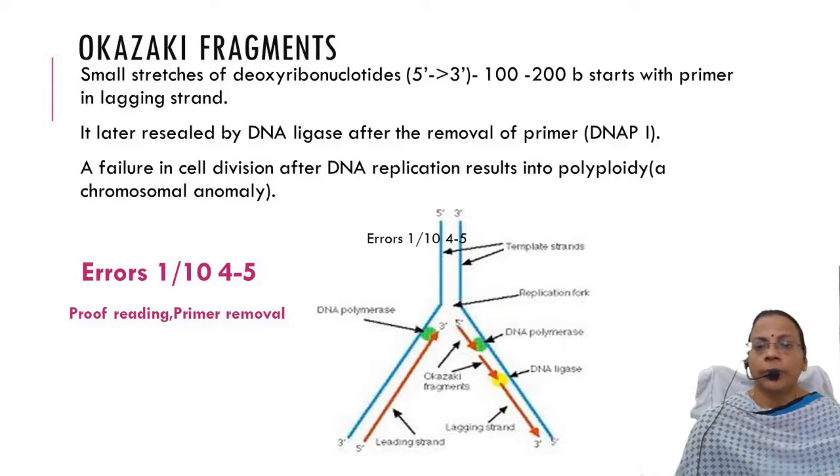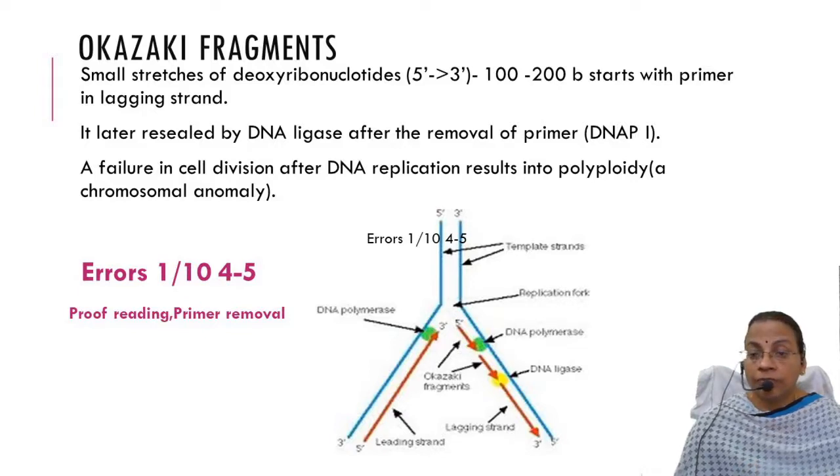And here one more point we have to mention: a failure of cell division after DNA replication. So DNA is replicated, but after karyokinesis, if cytokinesis does not take place, then within a single cell itself the amount of DNA will keep on increasing. That means the number of chromosomes will increase. That condition is called polyploidy.